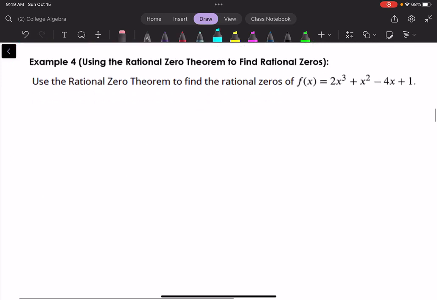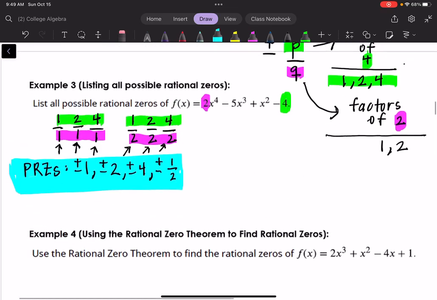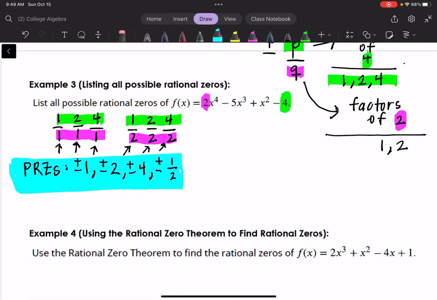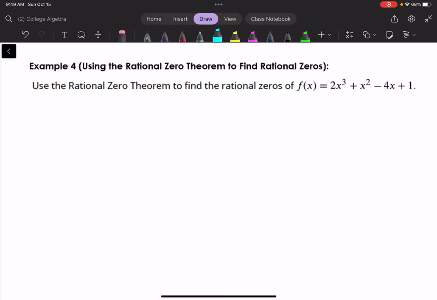All right, so now that we can find the possible rational zeros, let's use those PRZs to find all the rational zeros of this function. Now notice the previous example said find all possible rational zeros. And now this is actually telling us to find the rational zeros. So there's going to be an additional step. We're going to have to eliminate the ones that aren't zeros in favor of the ones that are. But first we're going to list the PRZs, the possible rational zeros.